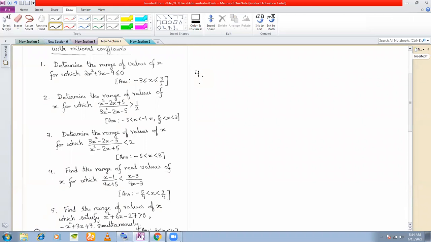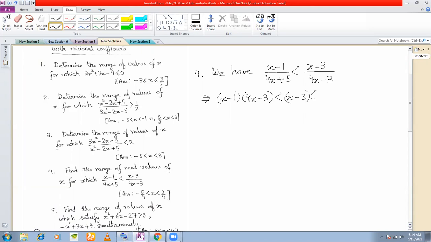Look at number 4. Question number 4 says find the range of values of x for which the given inequality is x minus 1 divided by 4x plus 5 less than x minus 3 by 4x minus 3. First of all, you multiply both sides by 4x plus 5 and into 4x minus 3. So you get x minus 1 into 4x minus 3 less than x minus 3 into 4x plus 5.